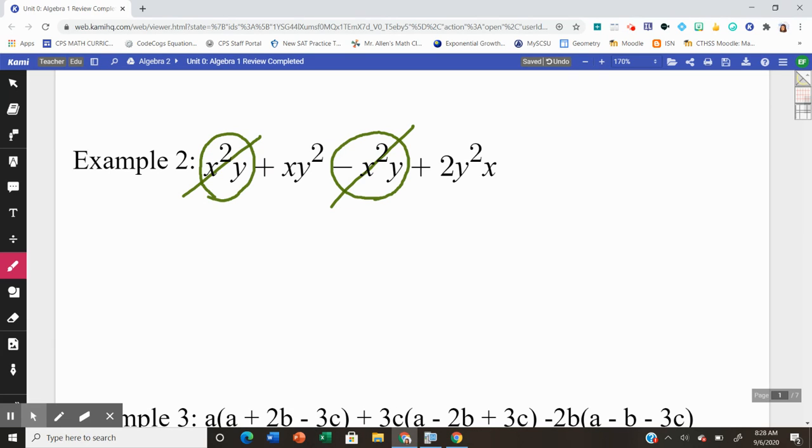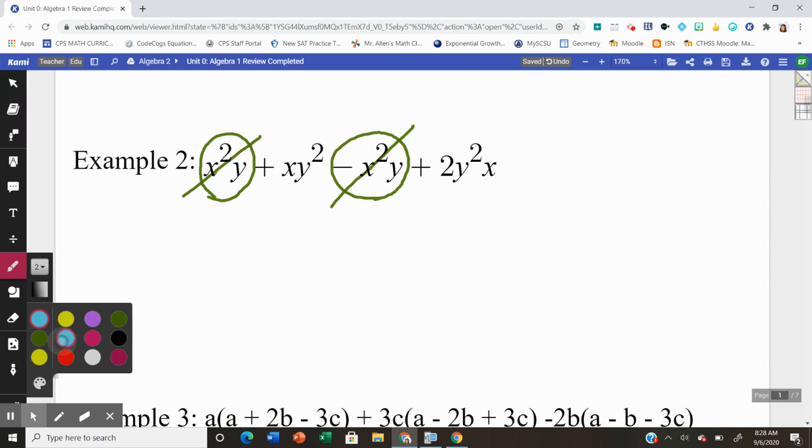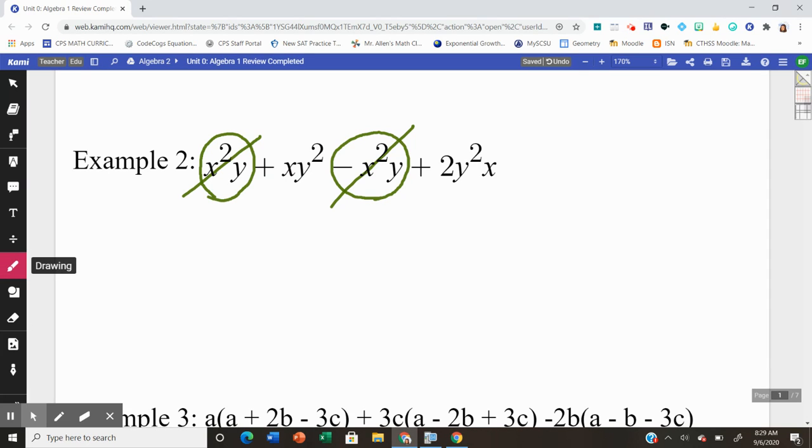Now, of the two terms that are left, who thinks out there that those are going to be like terms? They kind of look different, right? It's an x to the first power and a y to the second power in this first part of the expression here. And then in the second term here, it is still an x to the first power and a y to the second power. The order is different, but the same terms are still raised to the same power. So they are actually like terms.